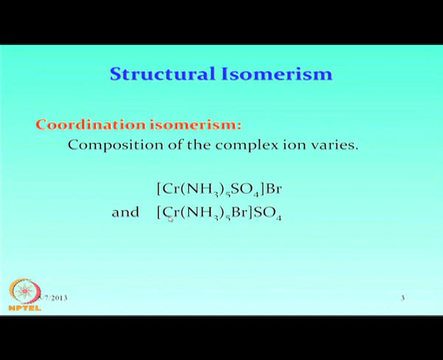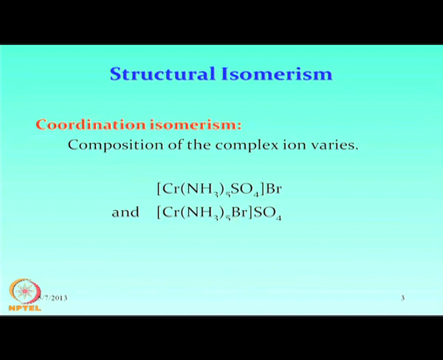That means here, instead of the chromium-oxygen bond from the sulphate, we have the chromium-Br bond. That will tell us that the basic composition of the coordination sphere, that means the composition of the complex ion written in the square bracket, is different. If we go for the corresponding analysis, we will find that this analysis varies from that of the second species.